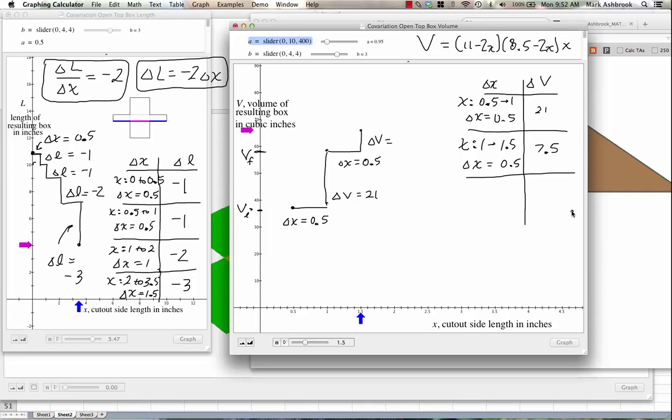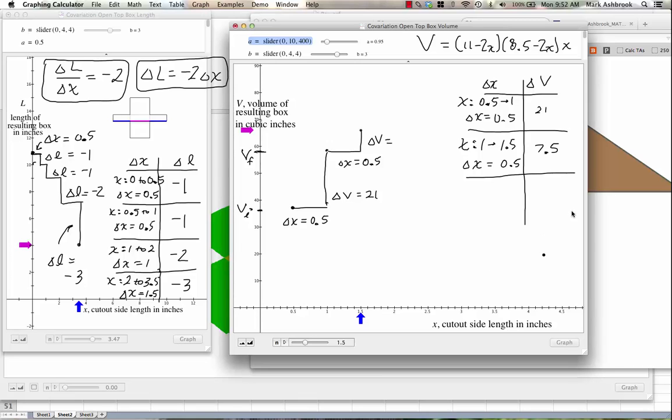But wait a second, I thought that equal changes in x were supposed to mean consistent changes in V. We got equal changes in x, but we don't have consistent changes in V. I thought that was supposed to happen. It's not linear. Okay, not linear. Constant rate of change is what gives that. So the volume does not vary with constant rate of change with the cutout length. The length of the side of the box does, but the volume does not. So equal changes in x don't result in consistent changes in V.